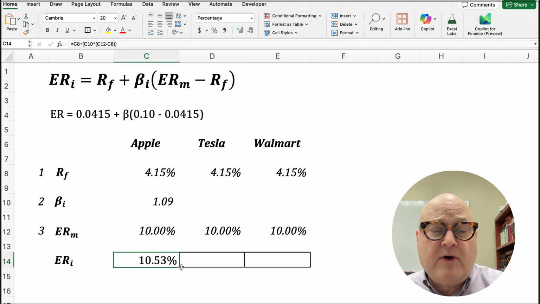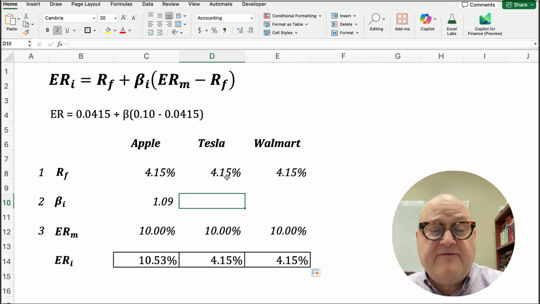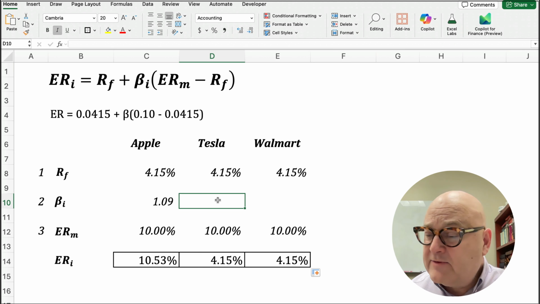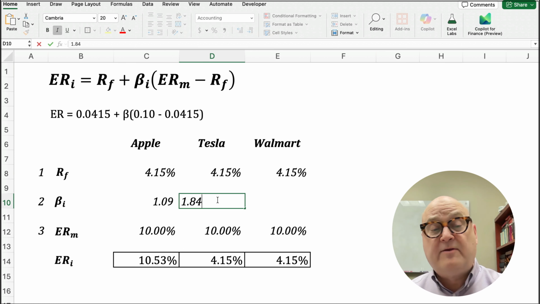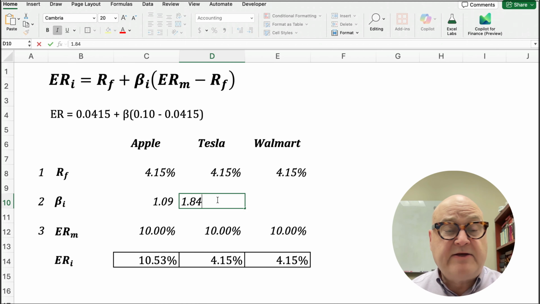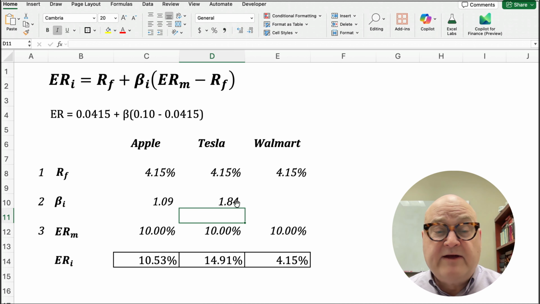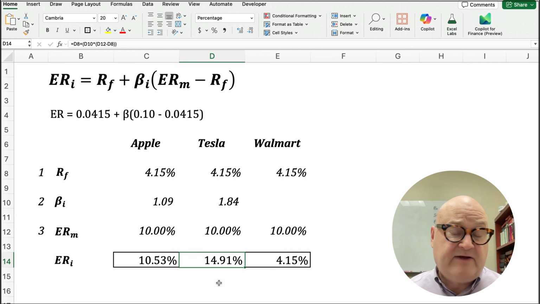Now we can go all the way across. Let's do Tesla and let's do Walmart. So if there's no beta, then you would just have the risk-free rate, right? You can see that, but there is beta, right? And so for Tesla, the beta is, let me check my notes, 1.84, so it's more risky than the market, right? So it's going to require a higher expected return. So to compensate you for more risk, you need the expected return of 14.91.